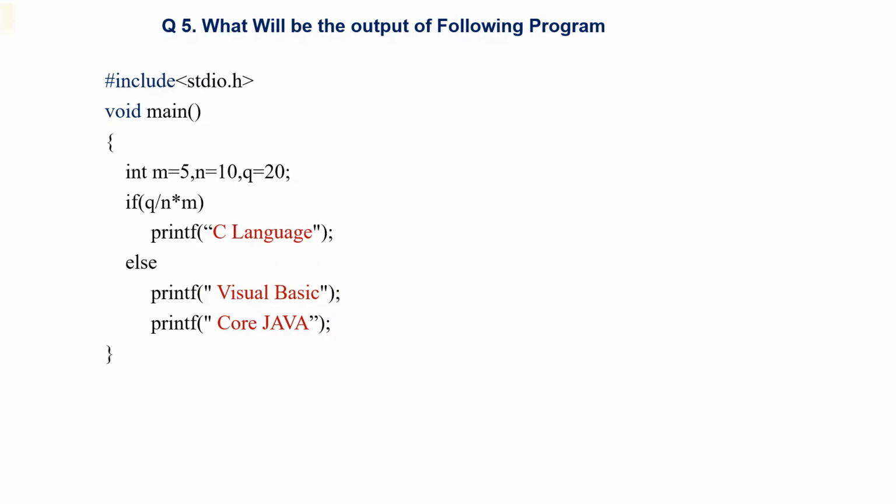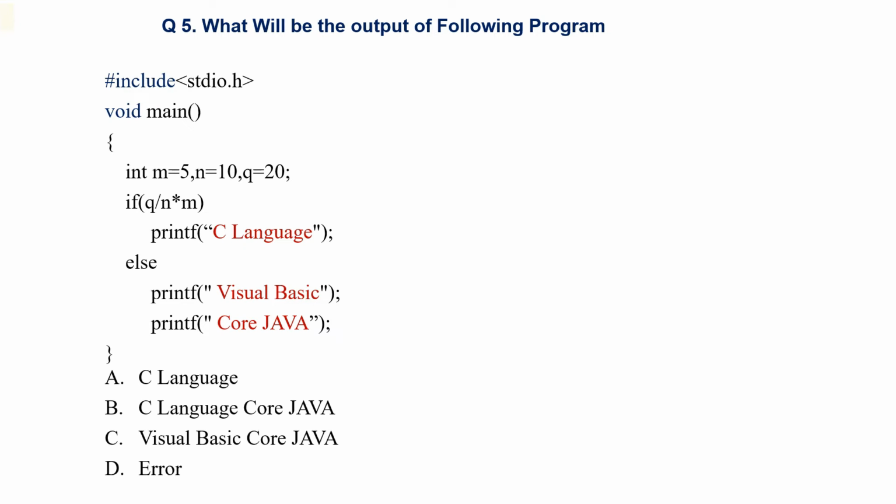So this is our next question. What will be the output of following program? And these are the options from where you have to select one correct answer. So here this program is actually a very simple program. So I recommend you to pause the video for some time and try to guess the output of this program. So here in this program, integer variables m, n and q are used, and they are assigned the values 5, 10 and 20 respectively.